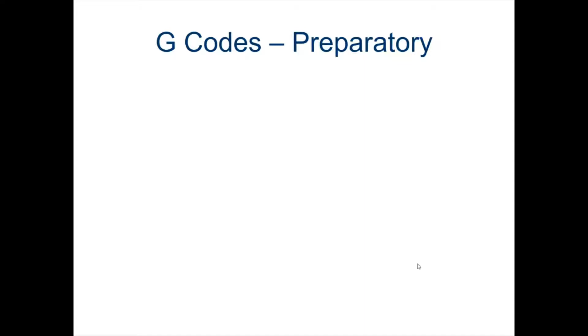And so we do have these preparatory codes. These are the ones that are the G in the G code. And so there's a big list of them, and we're just going to go through some of them. There's obviously a lot more than what we have here, so we're just going to hit the highlights.